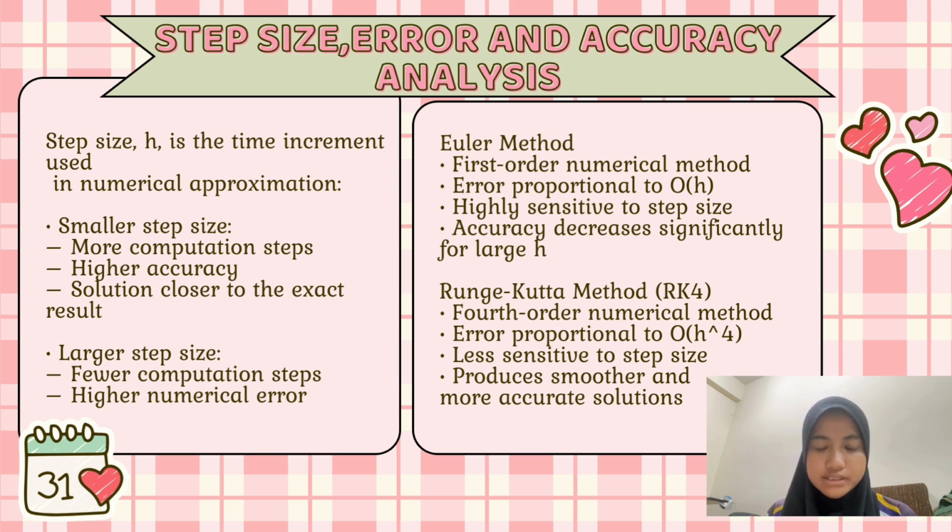When a smaller step size is used, the accuracy improves but more computation is required. On the other hand, a larger step size reduces computation time but increases numerical error. The Euler method is a first-order method, so its error is directly proportional to h, making it very sensitive to step size change. In contrast, the Runge-Kutta method is a fourth-order method with much smaller error. As a result, RK4 produces smoother, more accurate, and more stable solutions compared to the Euler method.